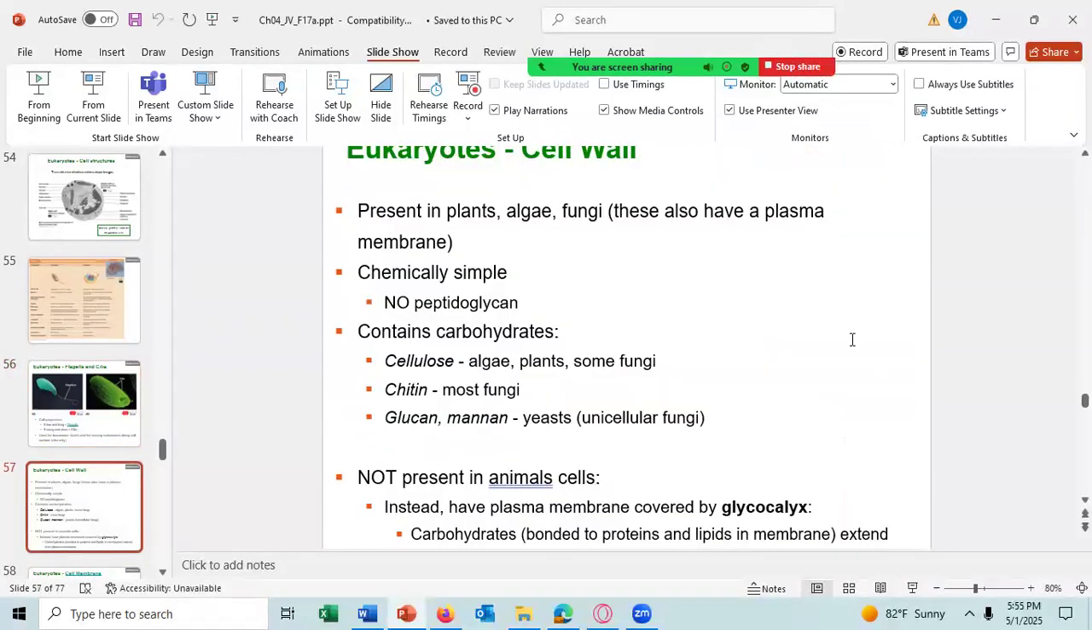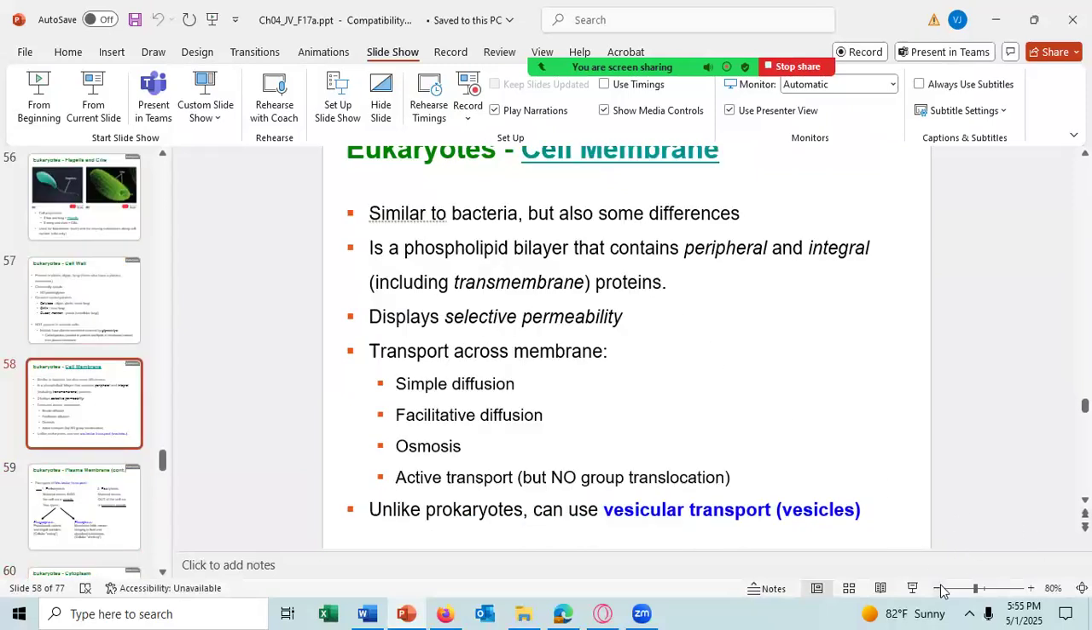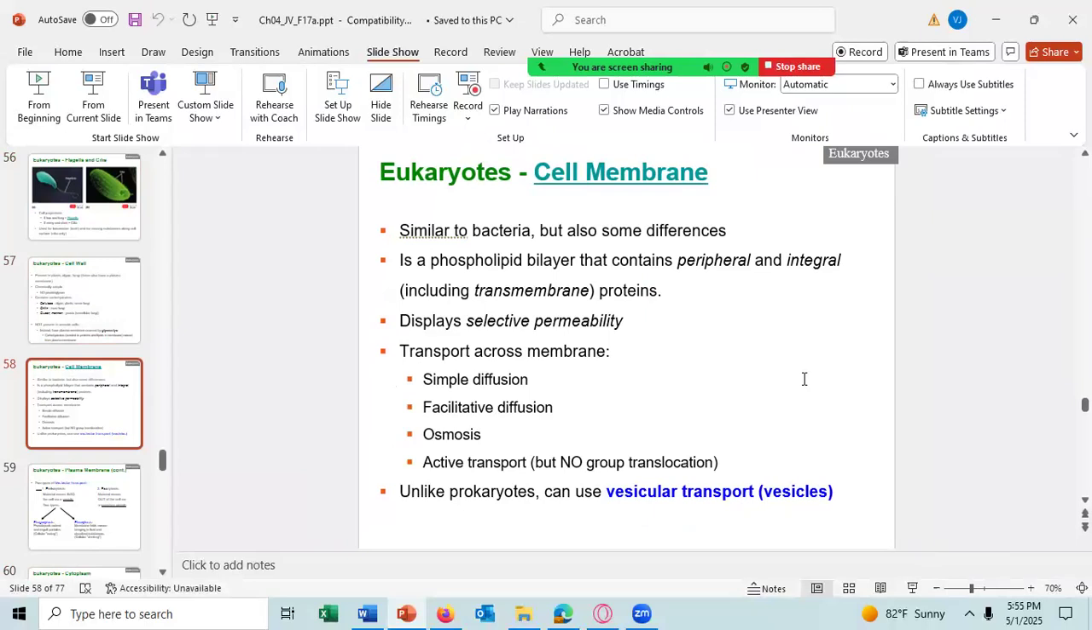All right, I'm not going to talk about the cell wall. You can read about the cell wall. It should be review for you. I'm not going to talk about the cell membrane because I've already talked about it for prokaryote cells.